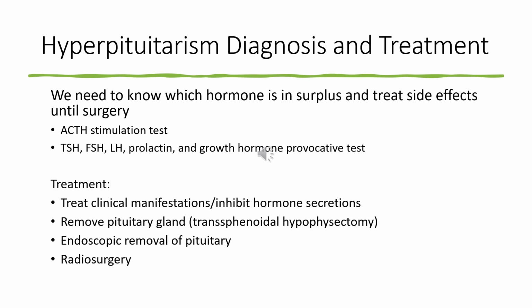But if we've got way too much, we've talked about this before, too much is still too much. We want it to be an appropriate amount of hormone level, and we're going to have to do replacement. So let's do our stimulation test, our provocative test, to look at where we're at. If we're too high, then we're going to have to do that surgery, the transsphenoidal hypophysectomy, where they remove the pituitary gland.